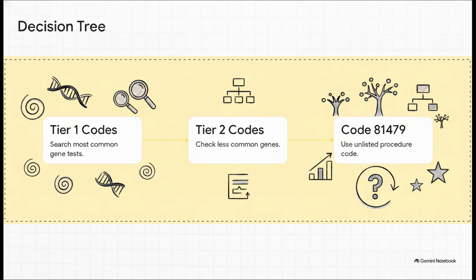If XYZ isn't there, no panic. Move to Step 2, Tier 2 codes from 81400 to 81408. These codes group the less common genes by complexity levels 1 through 9. Now, if you scour all 9 levels and XYZ still isn't listed, then and only then do you move to Step 3. Use the unlisted procedure code 81479. If you just follow this strict hierarchy, you will literally never get lost.